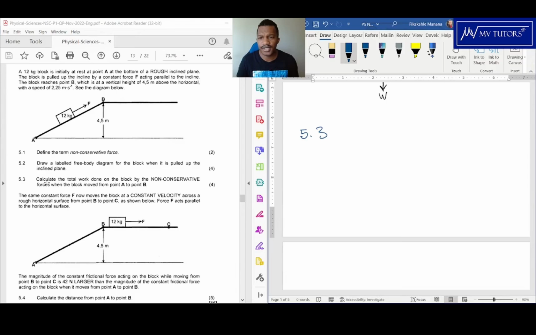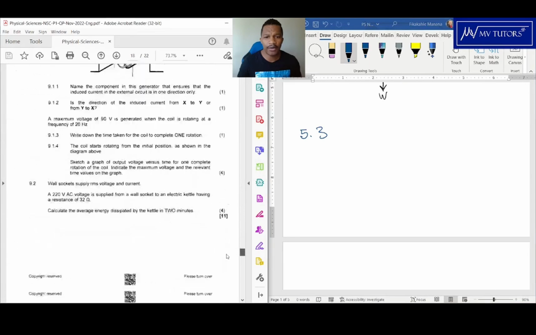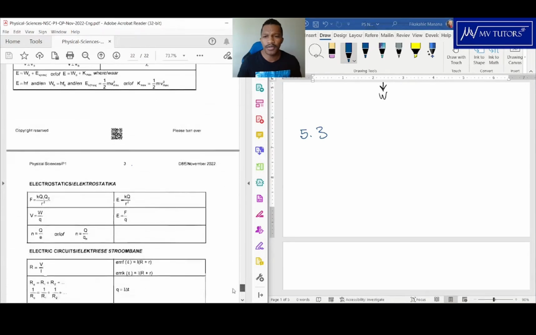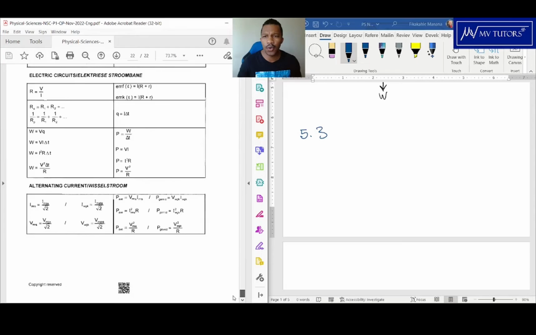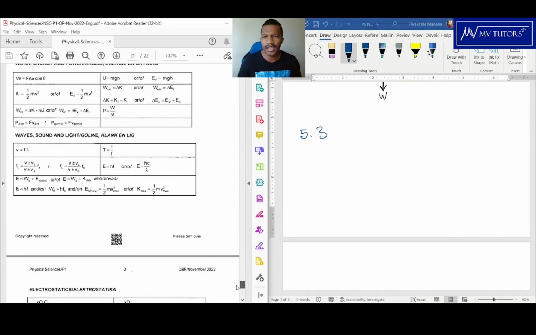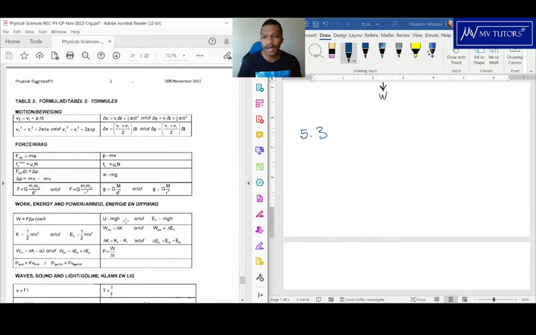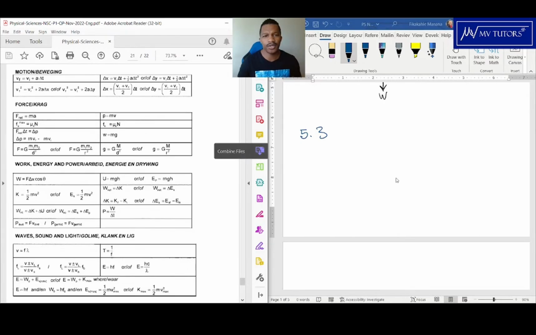Okay, so it says calculate the work done on the block by the non-conservative forces when the block moved from point A to point B. So what we're going to do at this point is just scroll down to the formulas. Let's look for the work formulas. Where are they? There we go. That's what we're looking for.